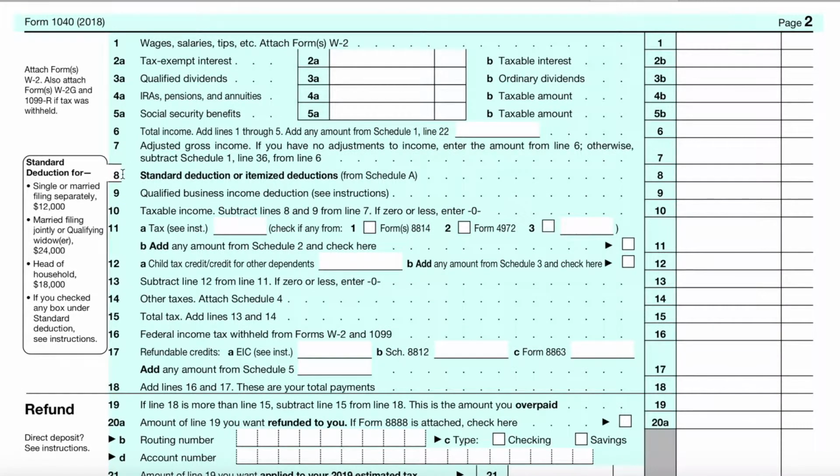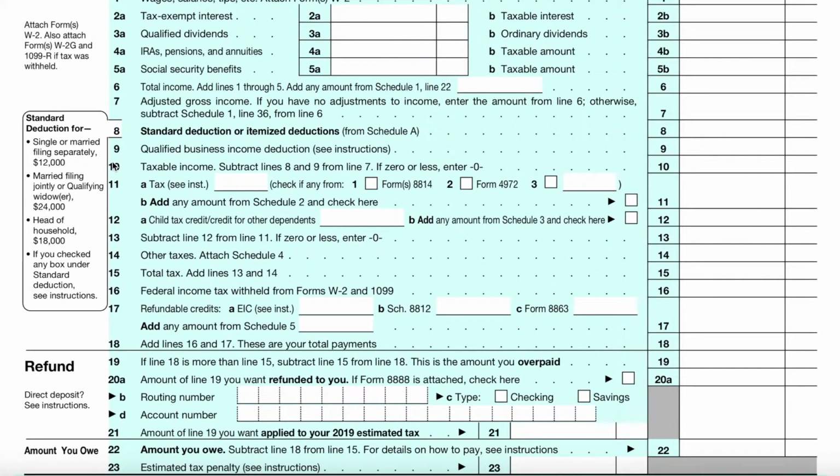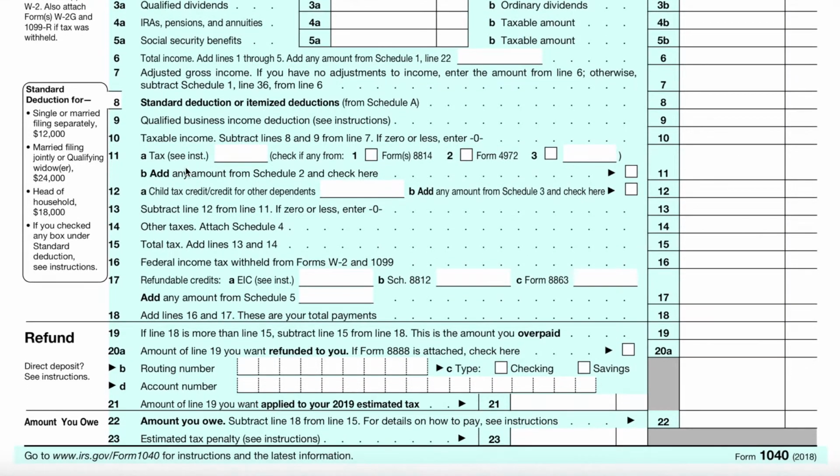Then we move on to line item 8, which is your standard deduction or itemized deduction, depending on which one you choose. This is where your filing status comes into play, especially if you choose standard deduction. Each individual taxpayer has a different standard deduction depending on their filing status. And then we're going to go to line item 10, which is your taxable income.